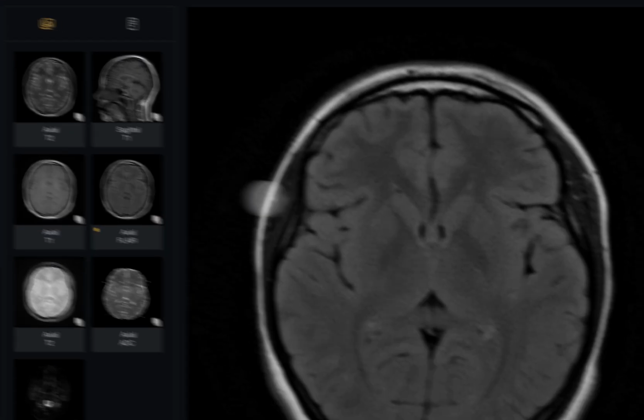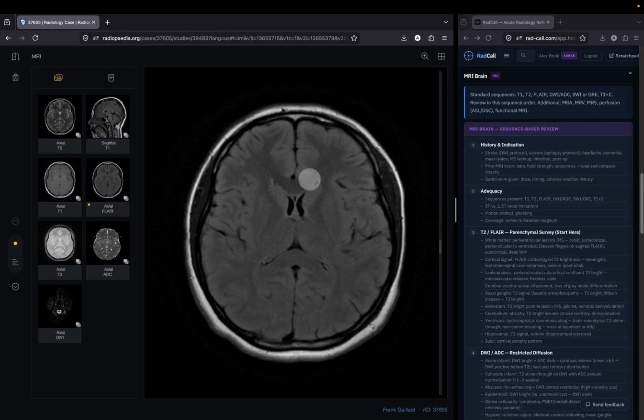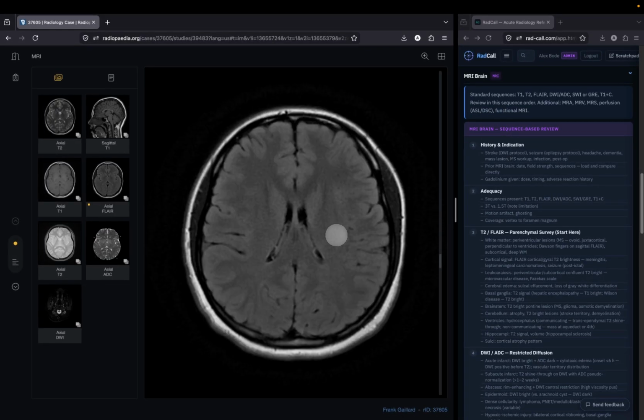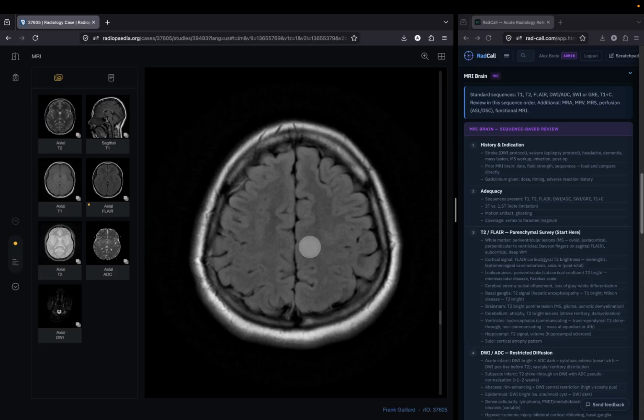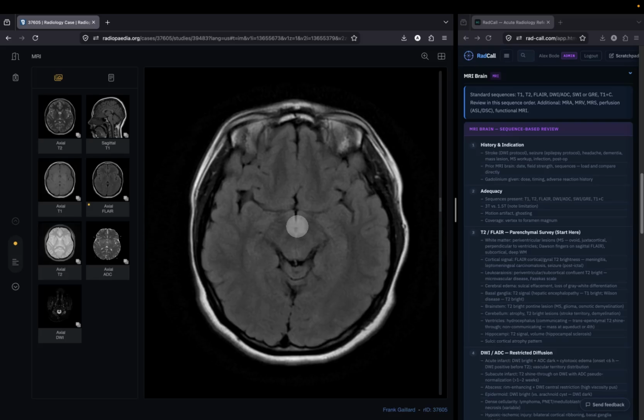On the FLAIR, which is the most sensitive for these kind of T2 signal changes, you look for the subcortical white matter to see if there's any white matter disease at baseline. You're looking for cerebral edema. Basically, this is going to be your number one sequence for identifying abnormalities.